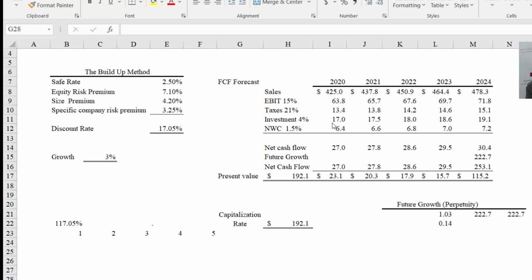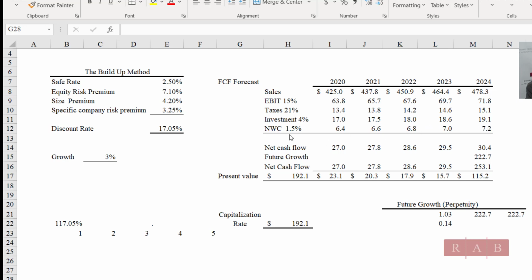Now, every business makes investment, just like when you have a house. You have to make investments in the house or an apartment, right? You have to paint it. You have to fix the bathroom. When we have a business, you've got to buy new equipment. You've got to fix the roof. You've got to make investments, and you have to account for that. You can't assume you're not going to spend money on investments. So here we have $17 million of investments we're going to spend in 2020. And you can look, it's going to go up a little bit every year.